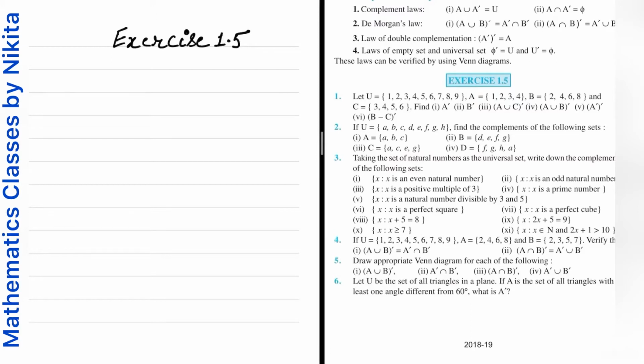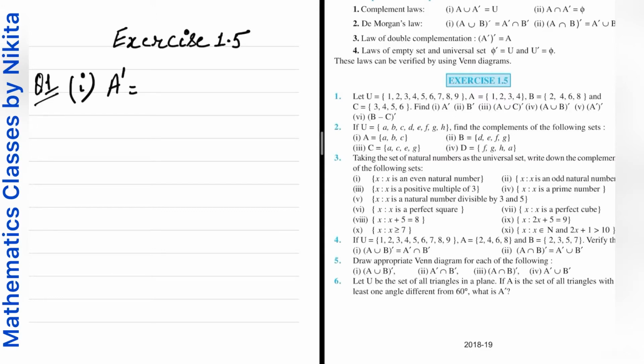So the first question is, let U equal to this, A equal to 1 2 3 4, B is equal to this set, and C equal to this. You have to find A complement, B complement, (A union C) complement, (A union B) complement, (A complement) complement, and (B minus C) complement. So let's start. So question number 1. First I'll do the first part. So first let's find what is A complement.